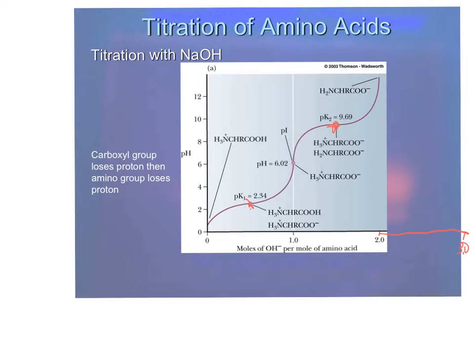You have to realize that the total number of moles of base added has to equal the total number of moles of hydrogens that can pop off. Every amino acid is going to go up to 2, but some of them will go up to 3. It may take some time to sit there and think it through, because it's been a while.